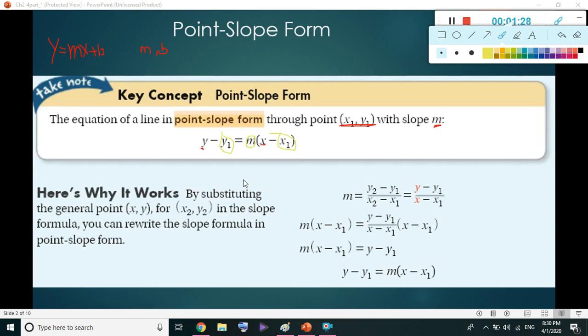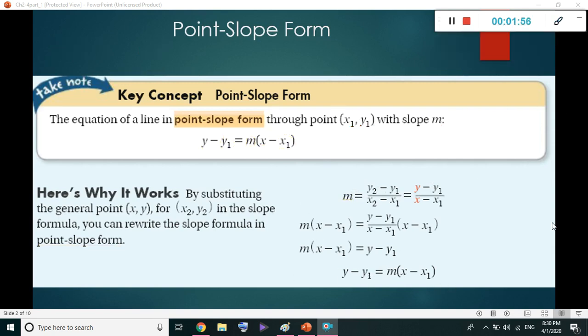Okay, now we're going to see how it works. Here's why it works: by substituting the general point x, y for x2, y2 in the slope formula, you can rewrite the slope formula in the point-slope form. This is the point-slope form. First of all, we're going to find m. They're going to give us a point and the slope, or they're going to give us 2 points, so we're going to find the slope from them. Then we're going to substitute one of the points in the equation. Okay, so let's start with the examples.